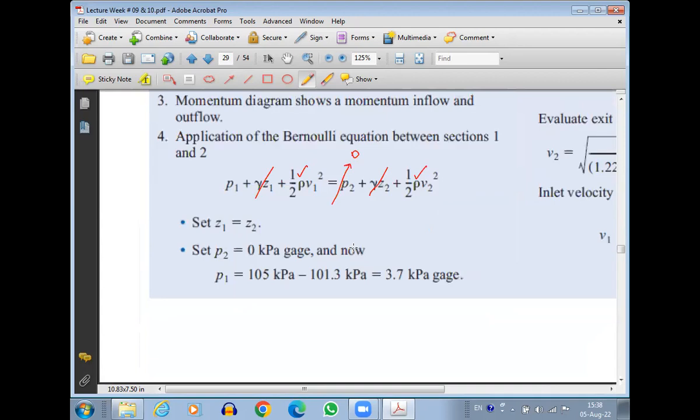Coming back to the equation, P1 is something that we have: 105 minus 101.3, about 3.7 kilopascal gauge. V1 we don't have, V2 we don't have. So we have an equation with two unknowns. We don't have the velocity at the inlet or the velocity at the outlet. So this equation could be useful, but not enough to find the velocities. We need another equation where V1 is connected with V2, so that we can use the two equations simultaneously to solve the problem.